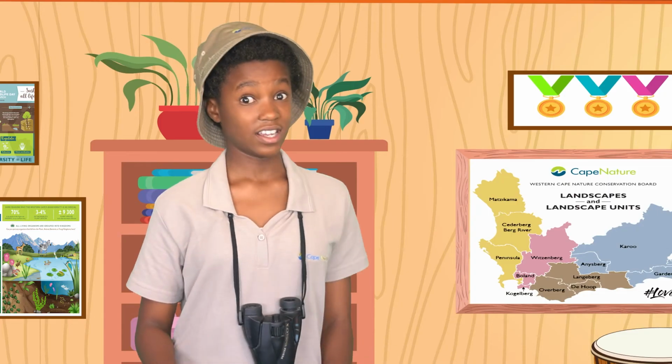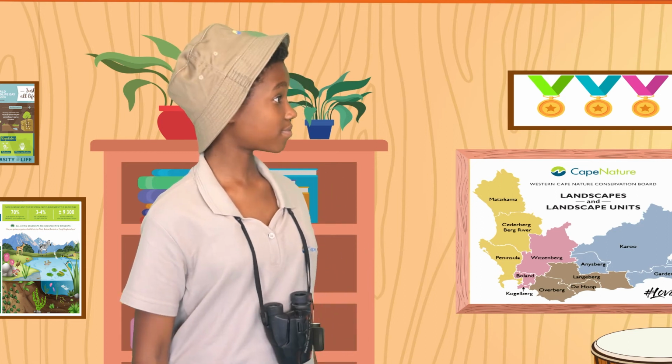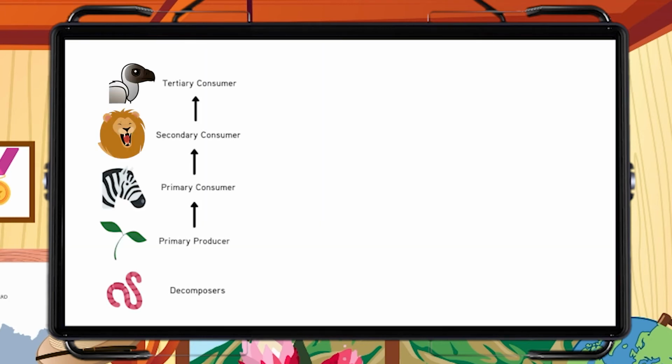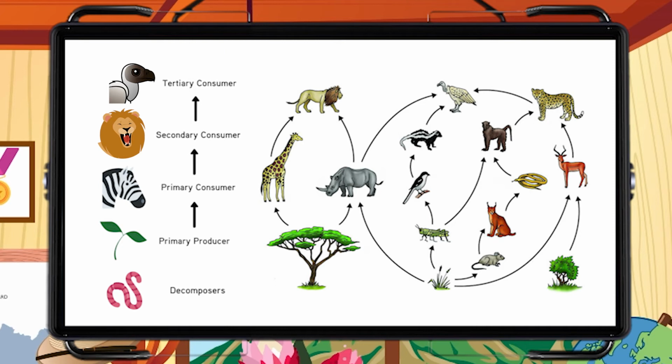Whoa, Cape Nature, that was a lot of detail. Should we rewind it quick and do a recap? Initiating recap. So, a food chain outlines who eats who. A food web is all of the food chains in an ecosystem. Each organism in an ecosystem occupies a specific level in the food chain or web.